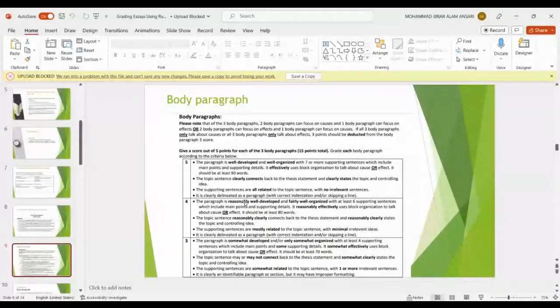But if it's reasonably well developed and fairly well organized, they will be getting a 4. If it is somewhat developed and somewhat organized. In fact, we don't have to read in detail. If we just look at the highlighted words, it will help us grade quickly, and it will help us give a grade that students actually deserve.